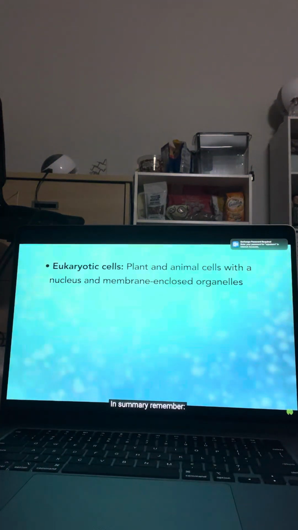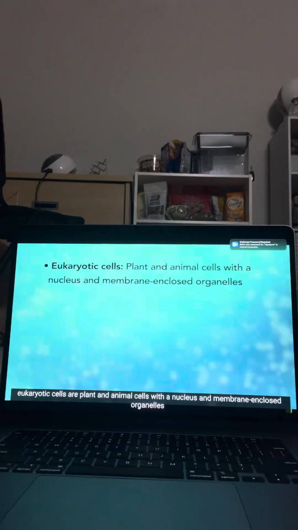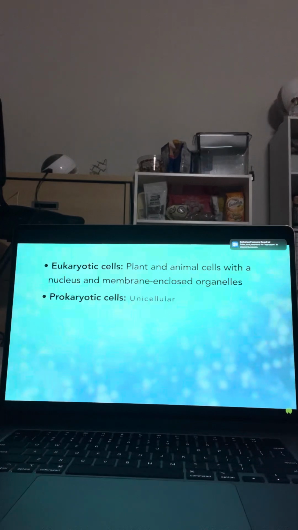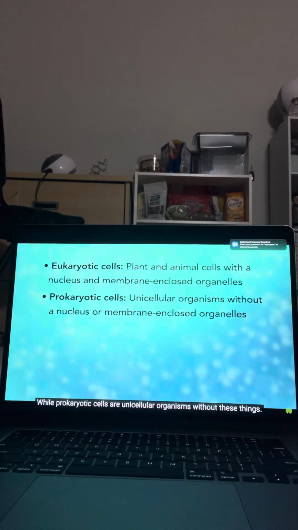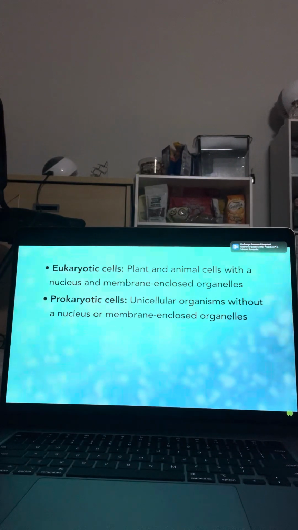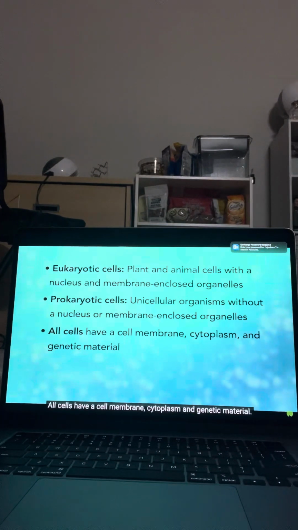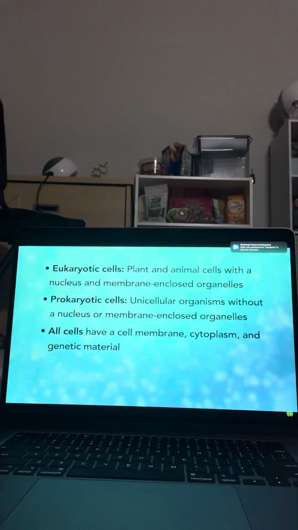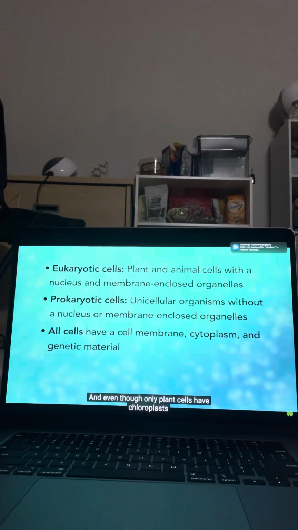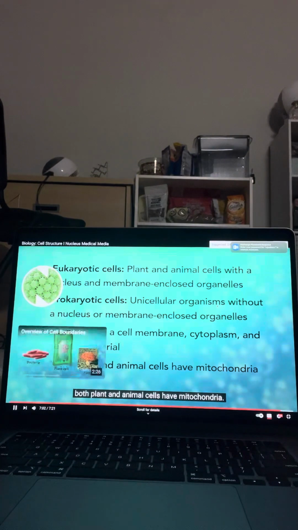And yeah, so to conclude, eukaryotic cells are plant and animal cells with a nucleus and membrane-enclosed organelles. On the other hand, prokaryotic cells are unicellular organisms without a nucleus or membrane-enclosed organelles. And then all cells have a cell membrane, cytoplasm, and genetic material. And it's important to remember that both plant and animal cells have mitochondria.